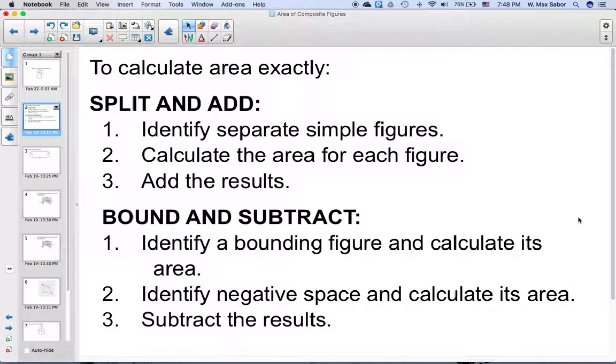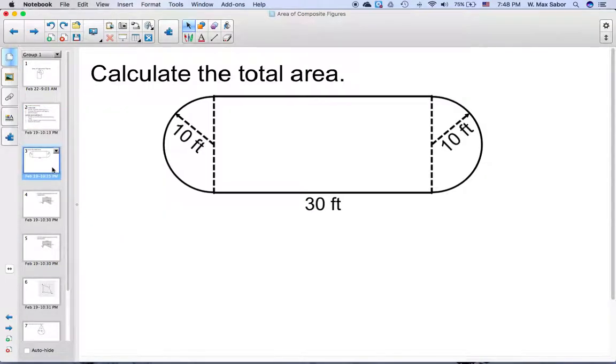You can split a diagram into smaller pieces and add those up, and that's the split and add technique. The other technique is to identify a larger figure, a bounding figure, calculate that area, and then subtract the negative space. So this one, I don't see anything bigger that it's easier to do than to split it into smaller shapes. So I notice these two together are going to make a circle, and then we have a rectangle in the middle.